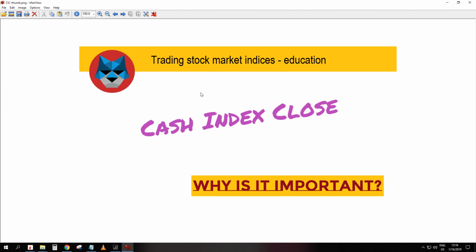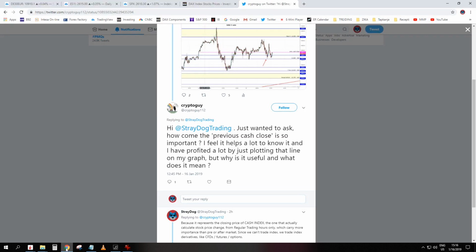Those things are liquid and good markets to trade, but many novice traders really don't know that you can't really trade an index. A cash index is an index that is tracking the behavior of the stocks inside that index. For example, DAX has 30 companies, and the DAX index tracks those 30 companies. It opens when the stock market opens, and closes when the stock market closes. Those working hours are called regular trading hours, or RTH. This is the RTH session.